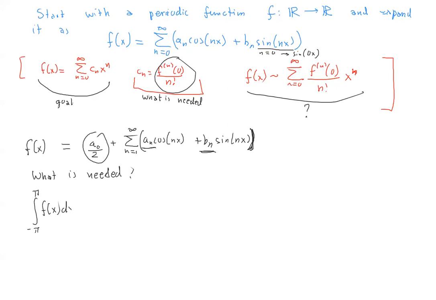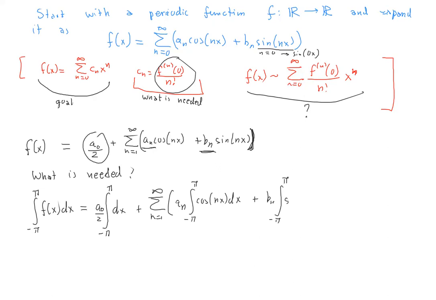If I take the integral of all of these things, then I will get a naught over 2 times the integral from negative pi to pi of dx plus the sum from n equals 1 to infinity of an times the integral from negative pi to pi of cosine of nx dx plus bn times the integral of sine of nx dx. And now we have a very interesting situation, known as orthogonality, meaning you have functions that when you multiply them and integrate them together, you get 0.